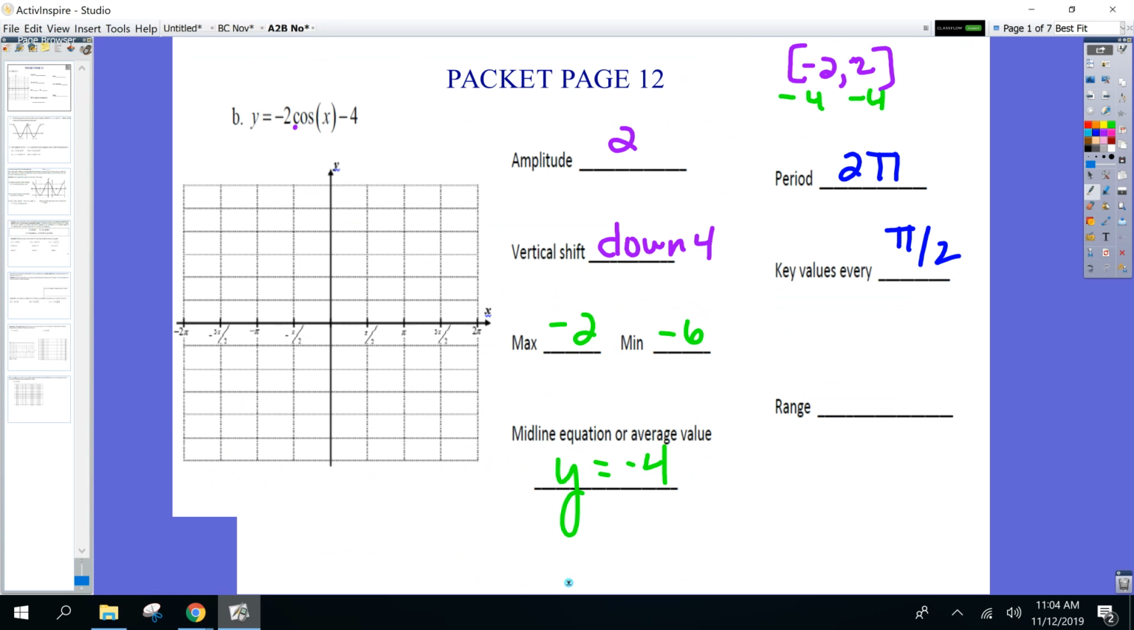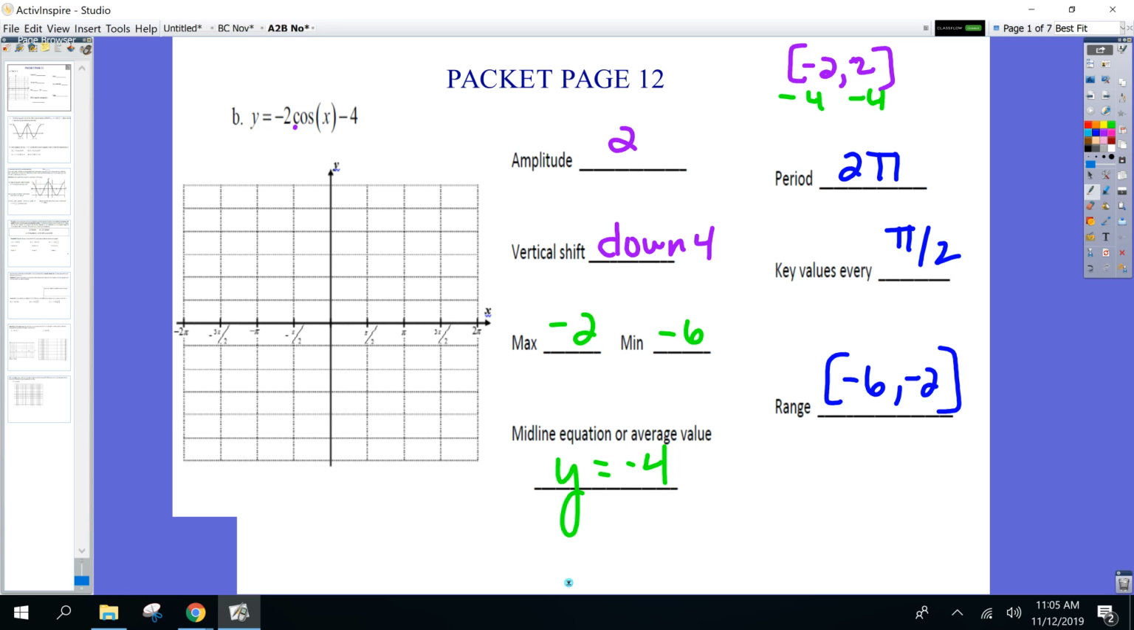What's my range here? -6 to -2. And I never made an issue about this, but just make sure when you're writing the range, the smaller number comes first. All right, any issues on the values here? Are we ready to graph now?